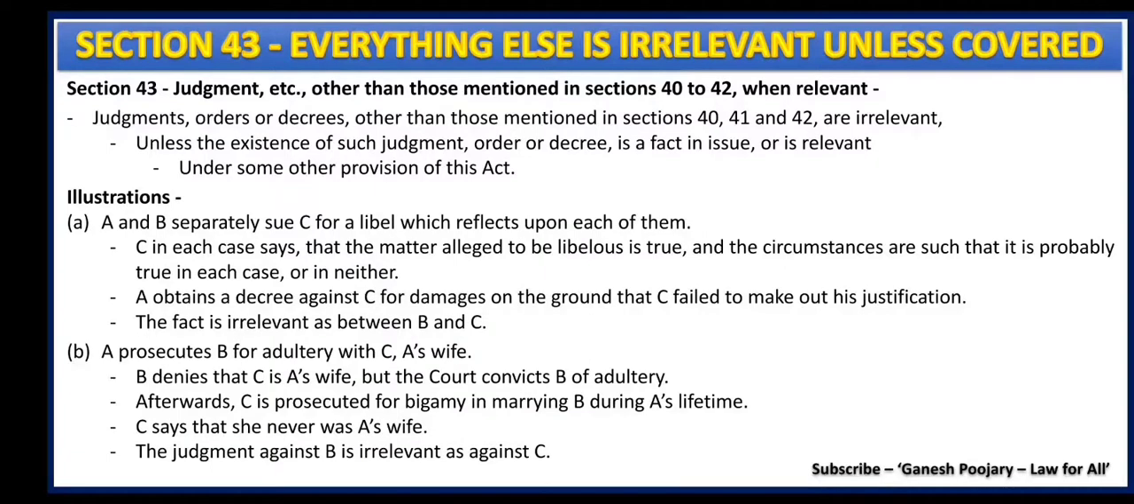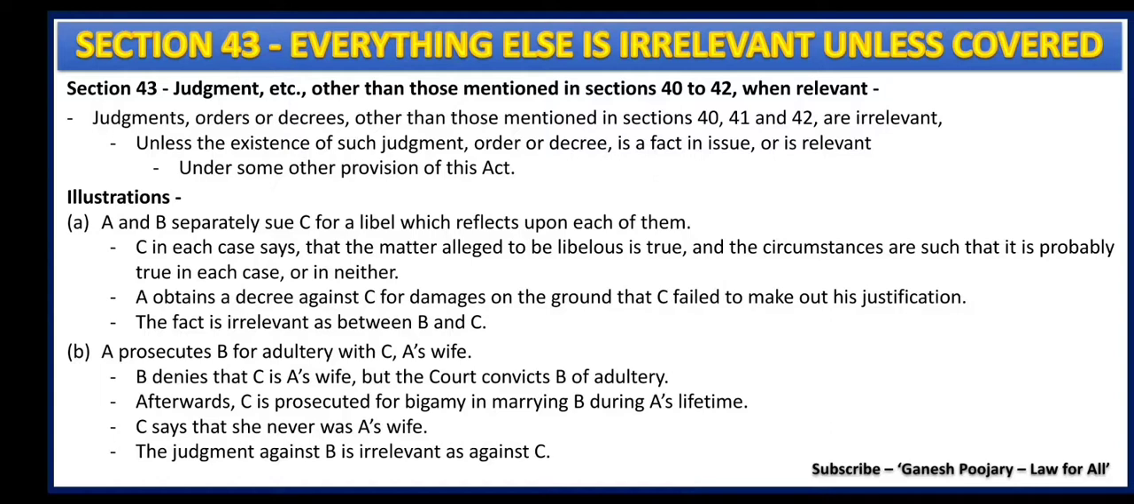In the second illustration, there are 3 characters, one Mr. A, the other one Mr. B, and there is one lady by name C. Now the case is A says C is my wife and B has committed adultery with my wife. That is the case. While the hearing was in progress, B says C is not A's wife. That is what B says. But the court doesn't listen to B and it convicts him for adultery. After a few days, C marries another person and there was a case against her on bigamy because A is still alive. But in the court, C says, A is not my husband. I have never ever married him.